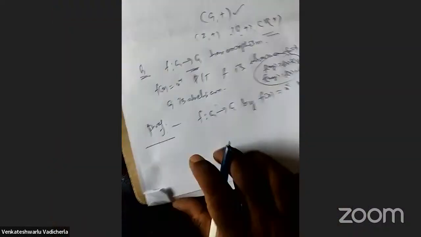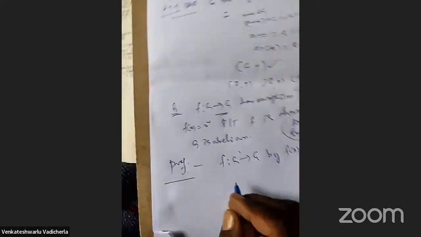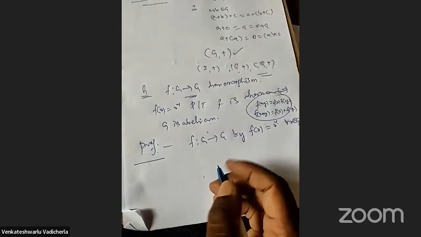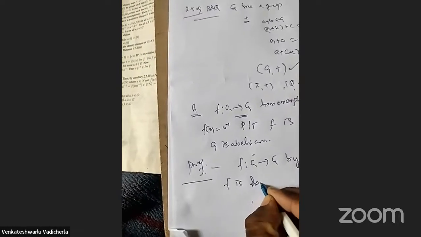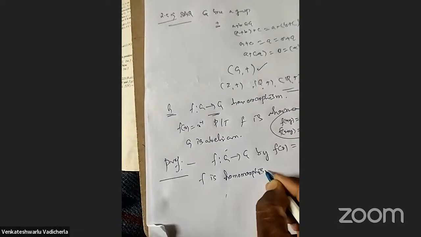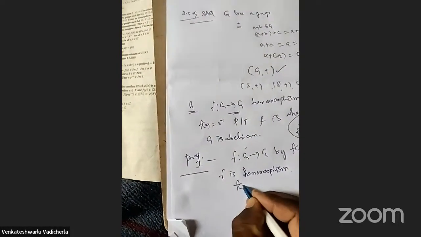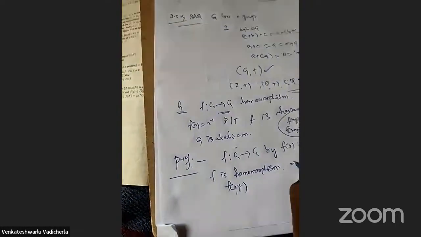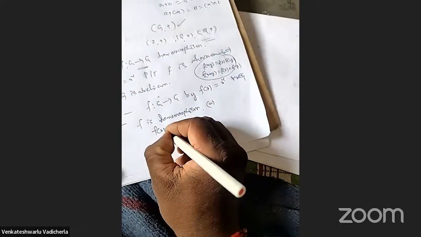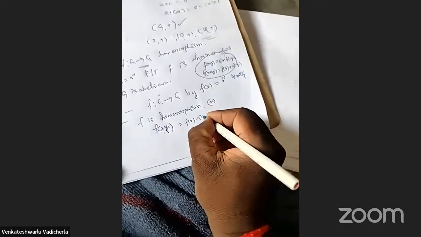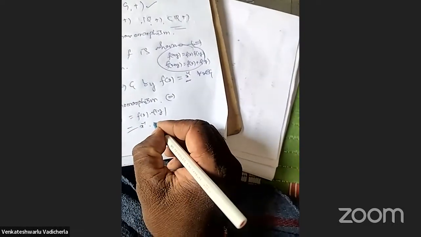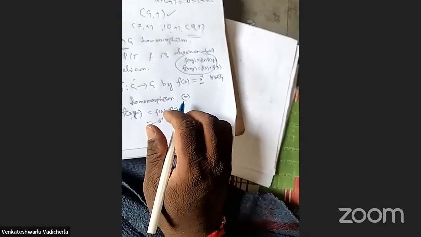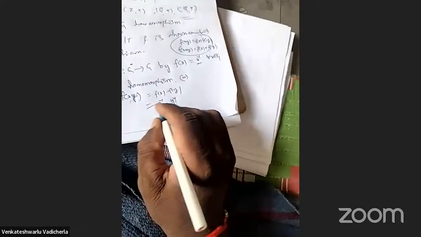So now we apply this. It is clear from the homomorphism definition that f is a homomorphism if and only if G is abelian. What is the homomorphism definition? f of xy is equal to f of x into f of y. What is the definition of f of x? It is x inverse. And f of y is y inverse. So f of x into f of y is x inverse y inverse.